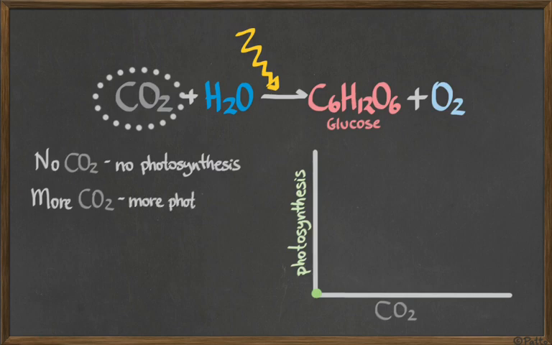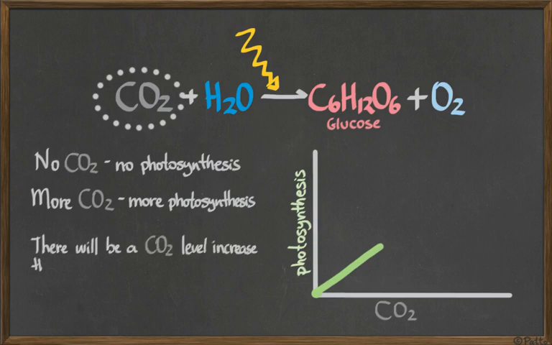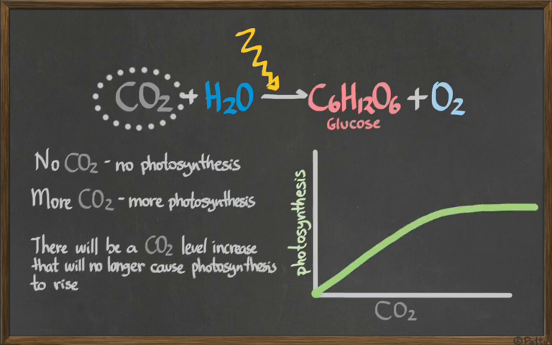The trick now is what happens when you start increasing carbon dioxide. The more carbon dioxide we put, theoretically you should have more photosynthesis. So it should be growing more or less linearly with the increase in carbon dioxide. However, as carbon dioxide is substrate for a series of reactions, it's not going to be a linear increase, a positive correlation forever. There will be a moment that the CO2 level might increase but no longer cause an increase in photosynthesis rates.